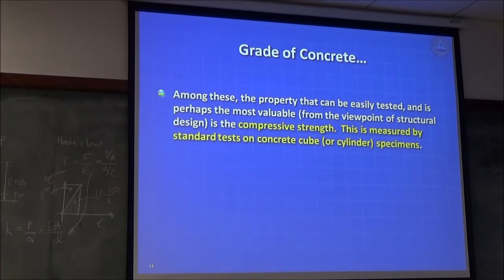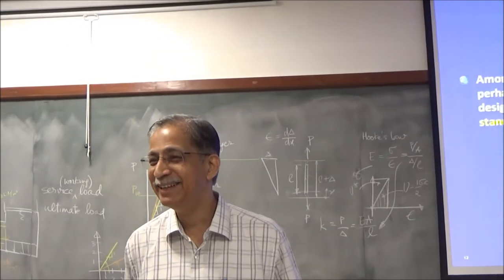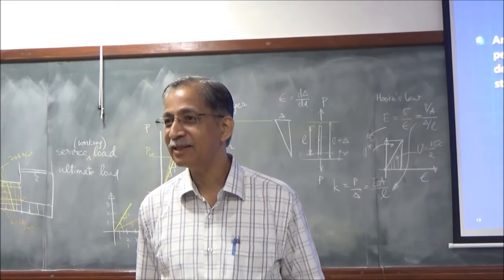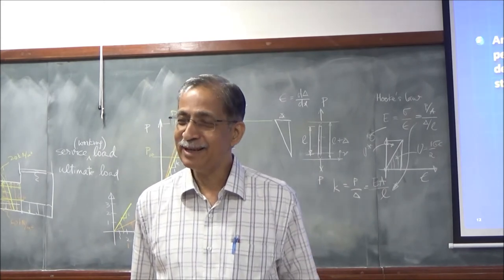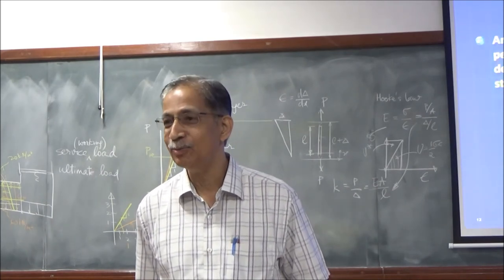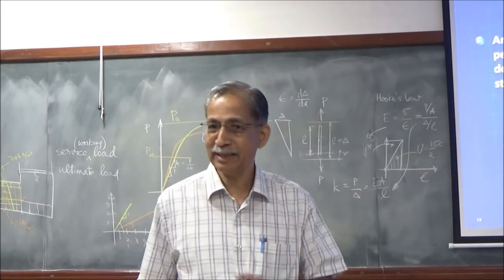This is measured by standard tests on concrete cubes or cylinder specimens. Right? In India, we test cubes. Which is a better test, cube or cylinder? Huh? Cube is better because India is the greatest. Why is cube better? Looks better, symmetric from all sides. And if you want to measure compressive strength, actually the cylinder gives you a more accurate assessment of compressive strength than the cube. Do you know that? Why? We'll see this in the next module, but it's important to know.